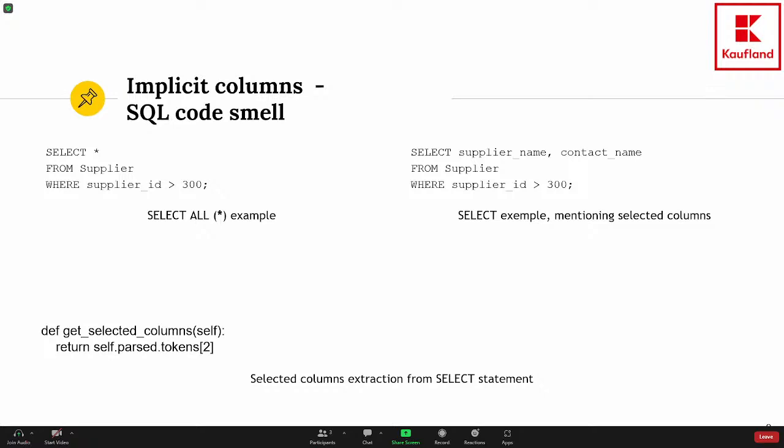Implicit columns means using the asterisk sign to select all columns. This was an SQL code smell mentioned in an article that I found, but they used another method to detect it. So if the second item from the SQL statement is an asterisk sign, we detect the implicit columns SQL code smell.